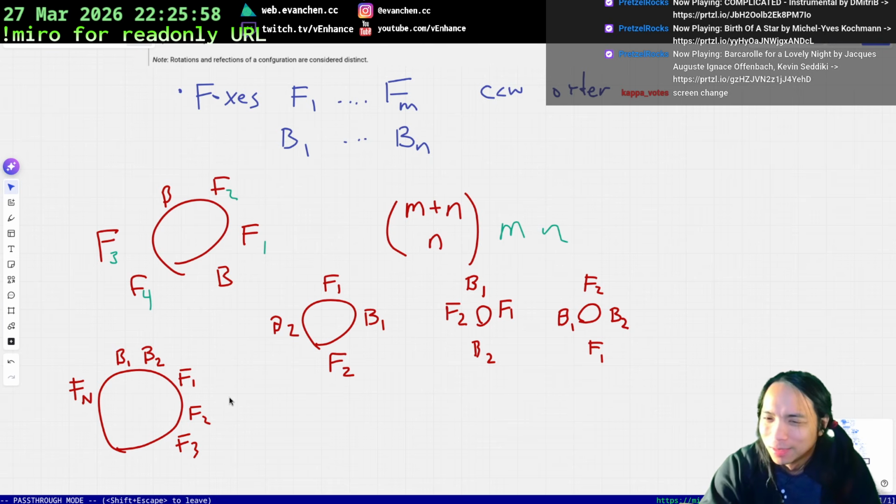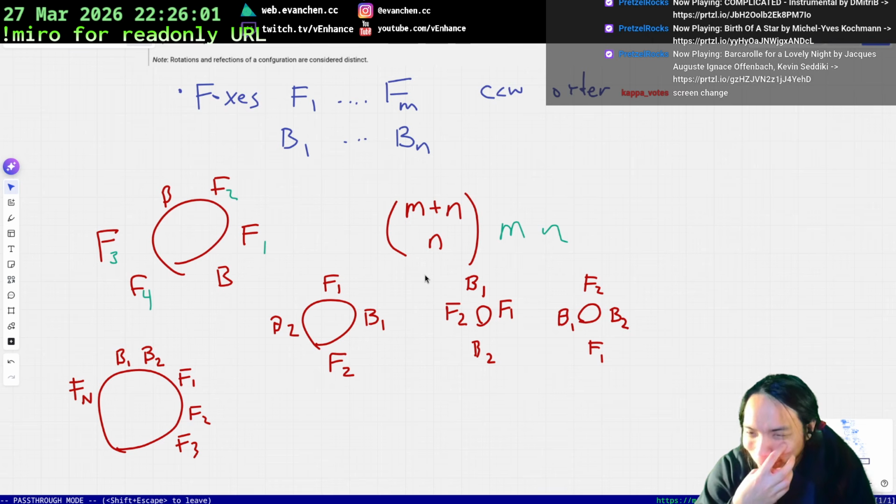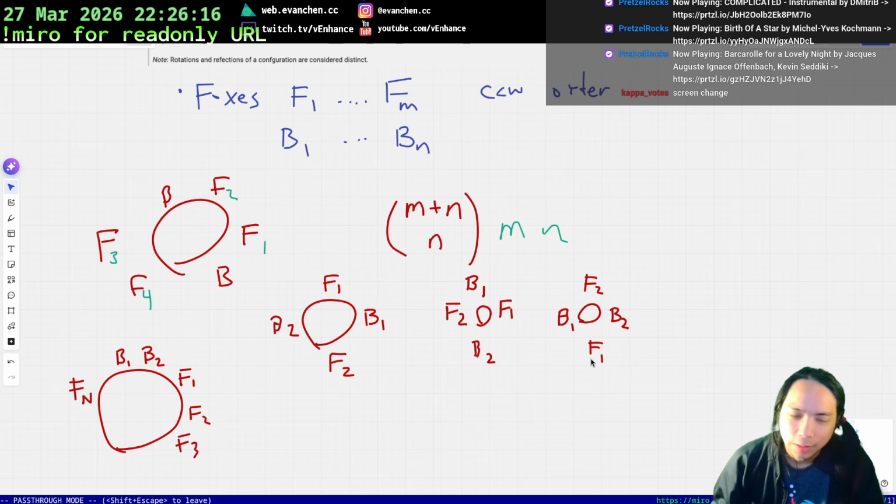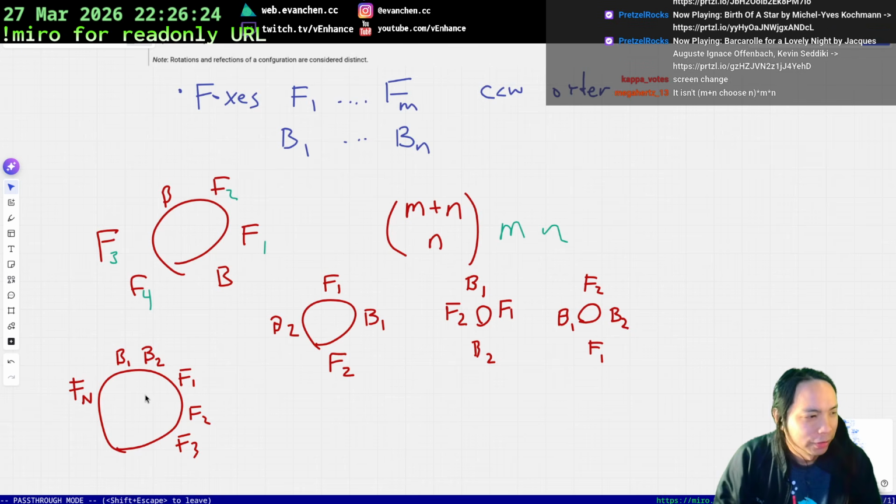Did I mess up? Maybe I screwed up, because I really want the answer to actually just be the binomial, but I'm not sure that's what's happening. F2, that's a swap, and then F2 B1, F1 B. No, it's that times 2, but it is 12. Somehow when I look at this picture, this answer is definitely wrong. It's wrong because it's wrong for m equals n equals 2. But I just don't know what this correction factor should be.